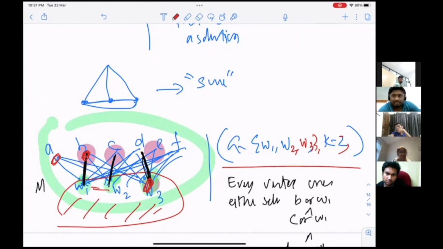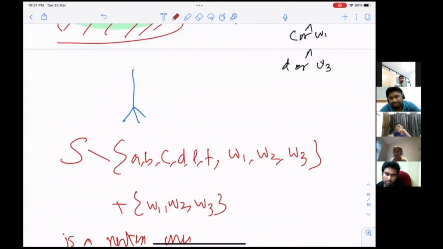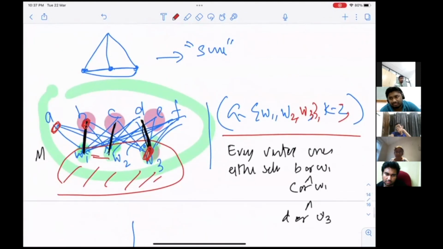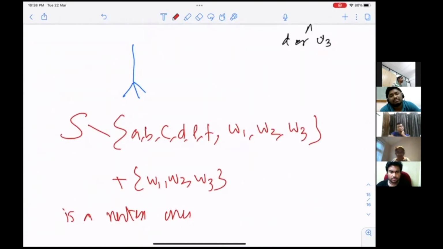That's it. So here I have deleted A, B, C, D, E, F, W1, W2, W3. This I am guaranteed because B and W1 is a matching, so at least B or W1 is there. So I have at least deleted 1 vertex from here. C or W2, at least one of them is there, maybe both. So I have at least deleted 1 vertex. D and W3 is also a matching, so one of them is there. So when I delete from S the vertices A, B, C, D, E, F, W1, W2, W3, I have definitely deleted 3 vertices. And how many vertices am I adding? 3 more vertices.